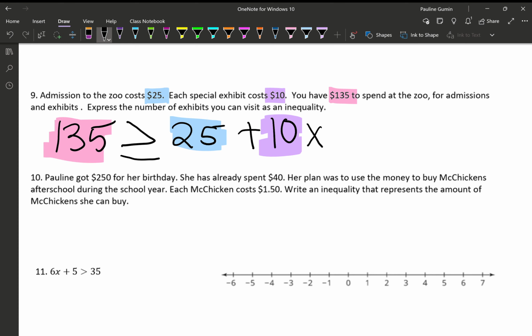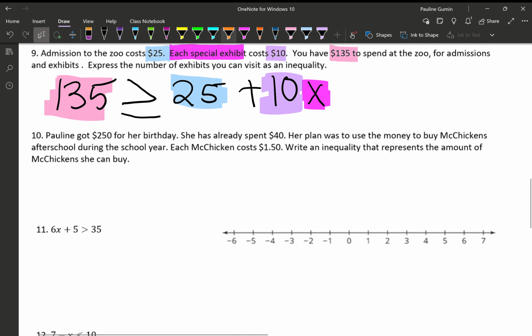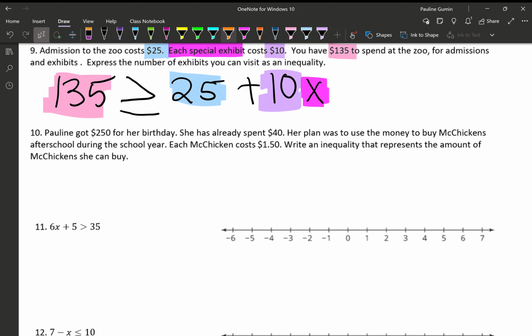Now, I don't know how many exhibits I want to go to until I solve this problem. So the way I represent not knowing something in math is with a letter. I'm choosing x for exhibit. So I can spend my $135 on admission of $25 and $10 for every special exhibit.